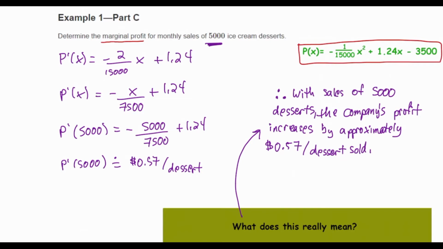sold. And once again, watch your units. Make sure it's per. Don't just tell me dollars. It has to be dollars per unit because we're finding marginal profit. Marginal profit means change in profit. Change means it's a rate. It's something per something else.